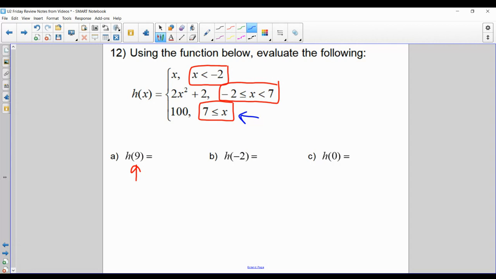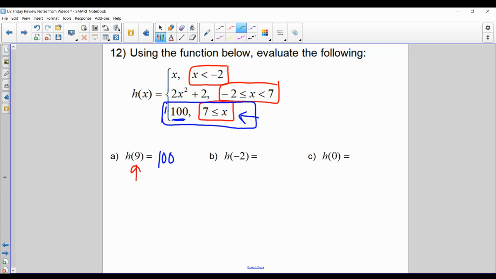one because 9 is greater than or equal to 7. So I only have to look at the third part of this. So for part A, I'm only looking at this. So if h is 9, then what comes out of the function, the y value, is 100.